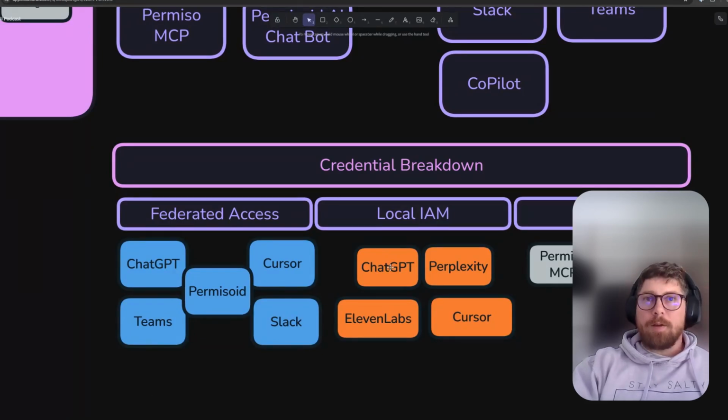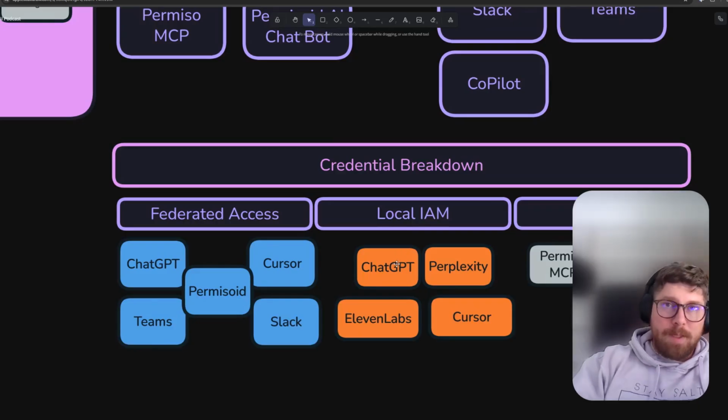Now, in some of these, I also have my own local identity, which I still mostly put in that human bucket for most of these local IAM things, right? So for ChatGPT, in addition to my work one, I have a personal one that I have my own regular local login into. Same thing with Perplexity and Cursor and ElevenLabs, right? Lots of others as well.